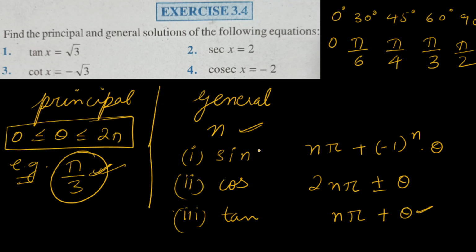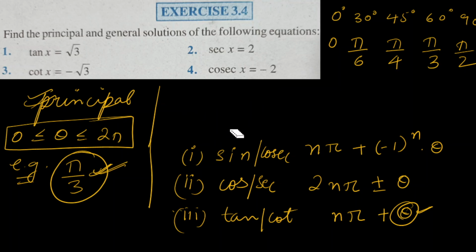The same general solutions are for their reciprocals as well. Sine's reciprocal we know is cosecant, cos's reciprocal is secant, and tan's reciprocal is cot. So once again, the general solution for sine is n pi plus minus 1 to the power n into the angle which we are getting in the principal solution. For cos it is 2n pi plus minus theta, and for tan it is n pi plus theta. Theta or x, anything is fine, meaning the angle which we are getting in the principal solution.